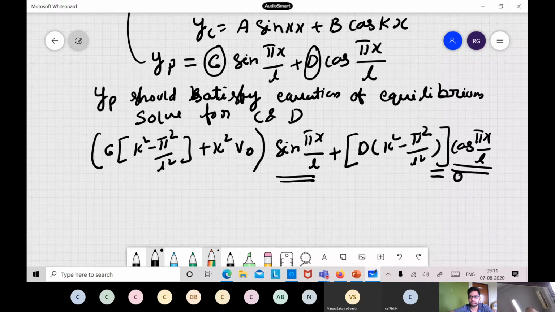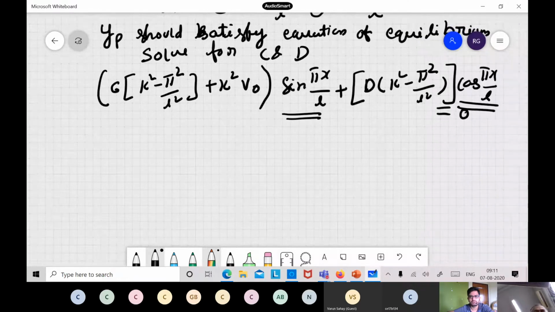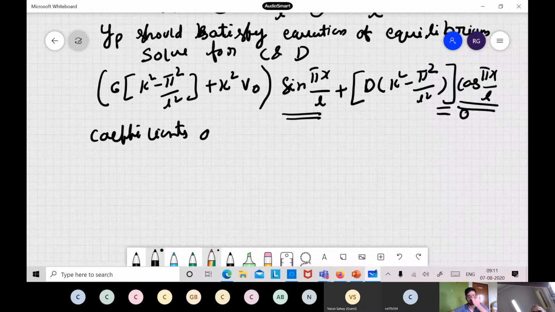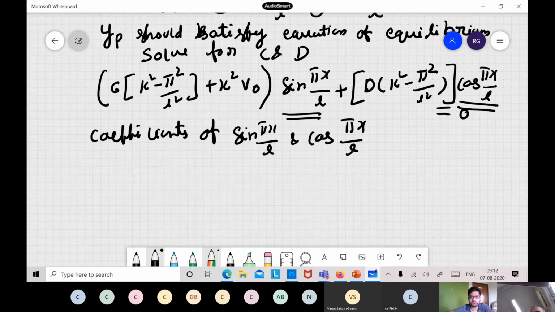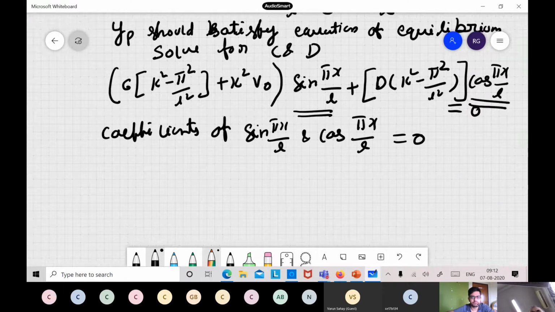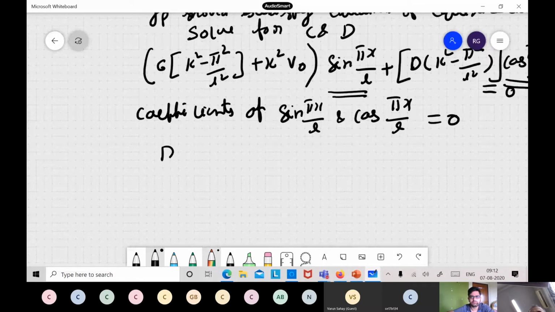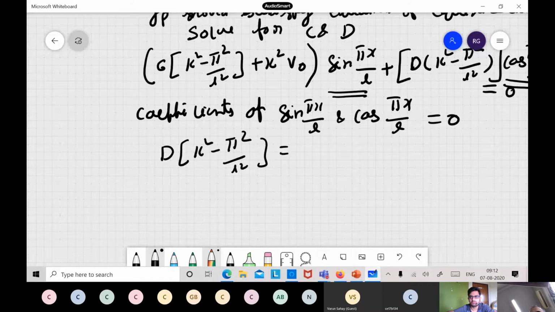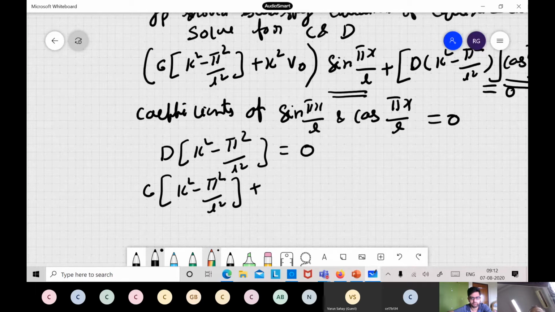Now your right hand side is 0, so the coefficients of sine pi x by L and cos pi x by L have to be 0. So d times (k square minus pi square by L square) has to be equal to 0, and c times (k square minus pi square by L square) plus k square times v naught has to be equal to 0.